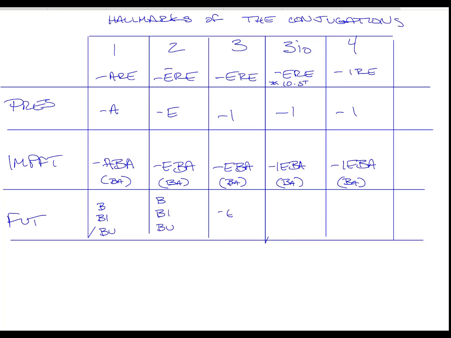The sign for the future is an E. Ducam, well, sometimes an A in the first person. Ducam, duces, ducet, ducemus, ducetis, ducent. In this case, it is an IE. Except for the first where it's copiam and audiam.